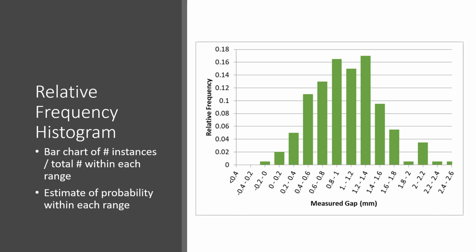You can also plot it as relative frequencies. In this case, instead of the actual number of instances, we've plotted the number of instances divided by the total number of samples. So I just divided all those frequency values by 200. For example, in the range between 0.8 and 1, a little bit more than 0.16 of the values fall within that range. So they give you an estimate of the probability of values falling within a specific range.